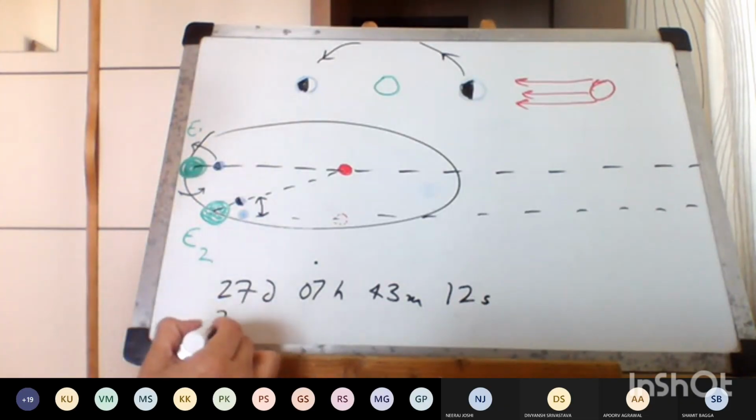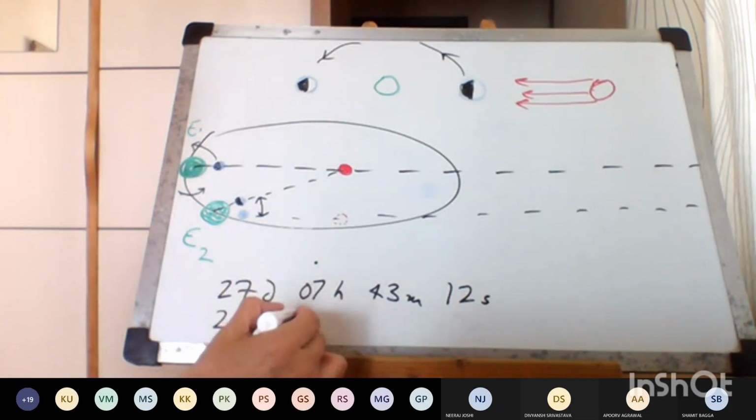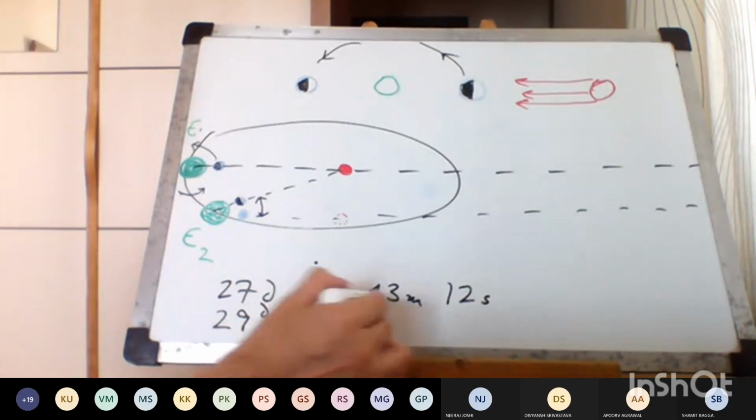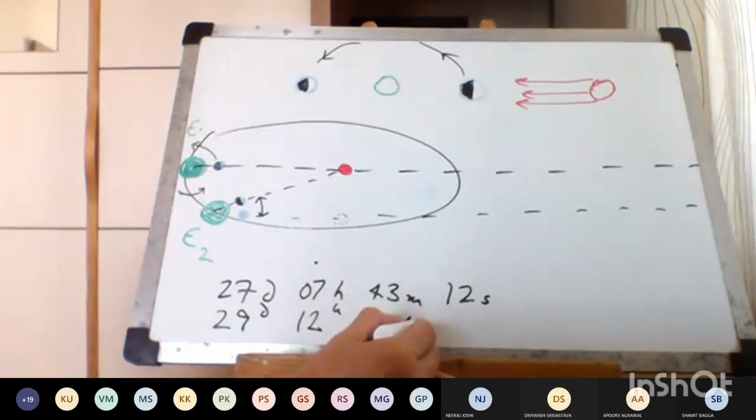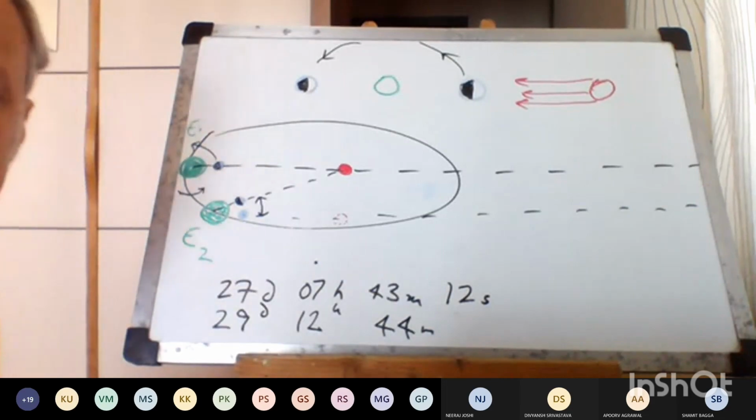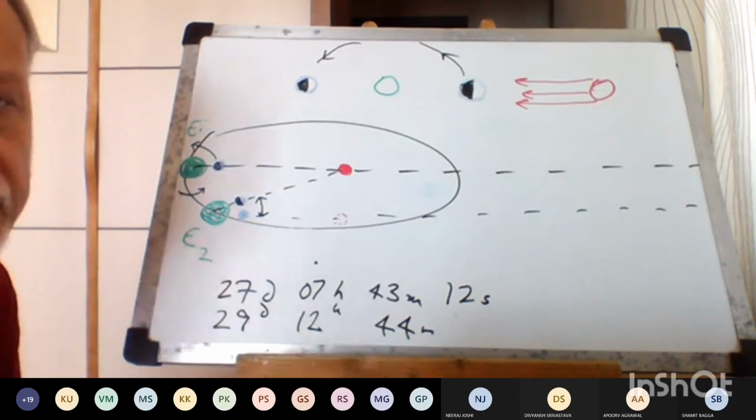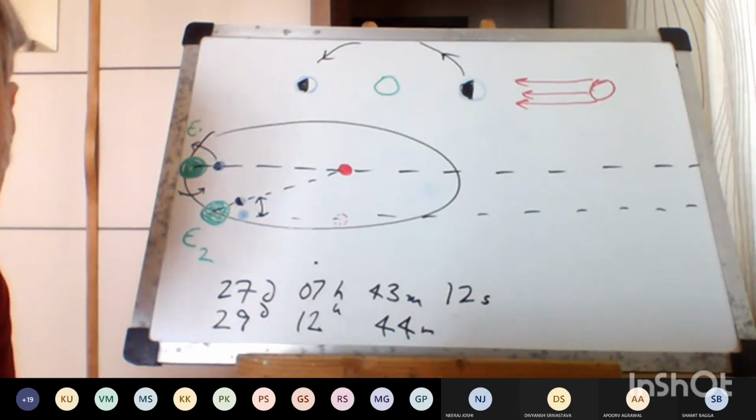That longer period is 29 days, 12 hours and 44 minutes. This is called the synodic period of the moon.